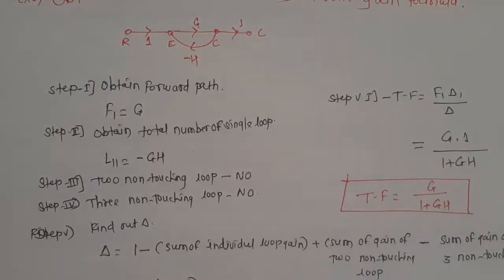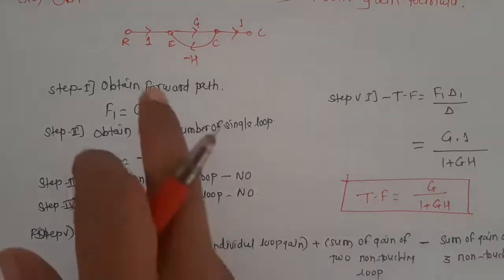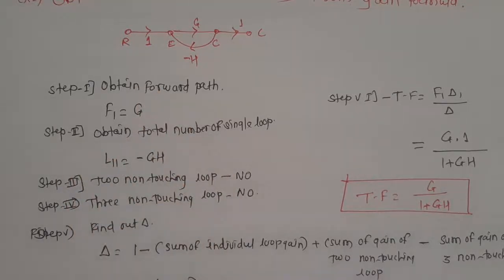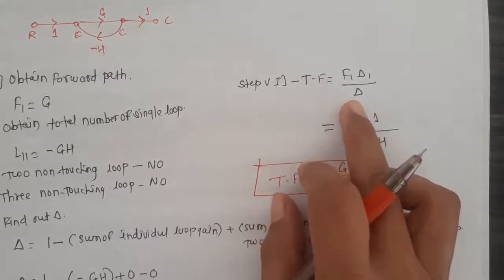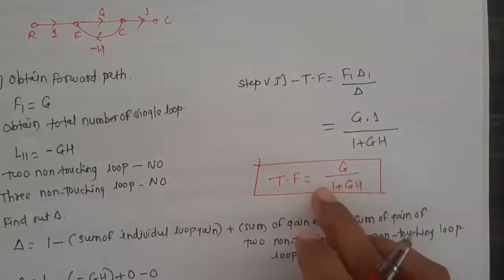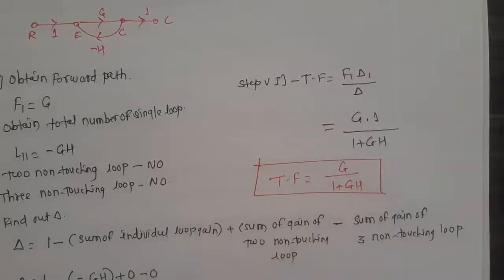After that, find out Del 1, Del 2, which depends on the number of forward paths. If only one forward path is present, then only Del 1 will come. If there are two forward paths, then Del 1 and Del 2 will come. After getting all values, simply put them in the formula and we will get the answer. So this is nothing but finding the transfer function using Mason's gain formula.